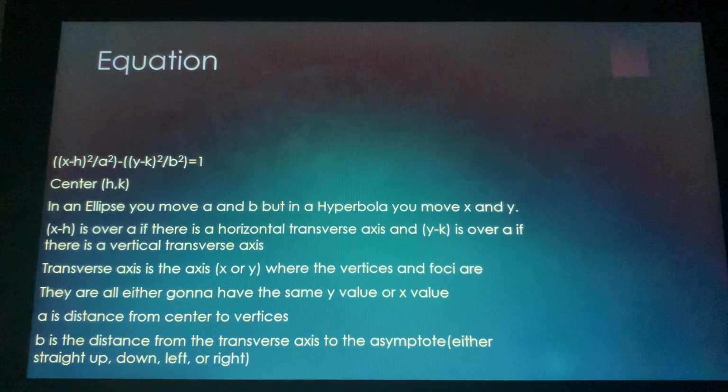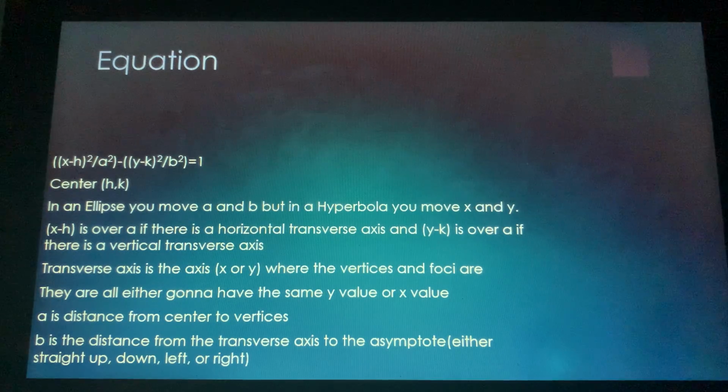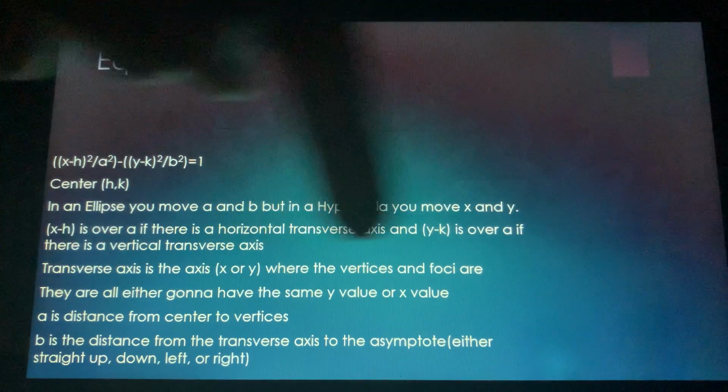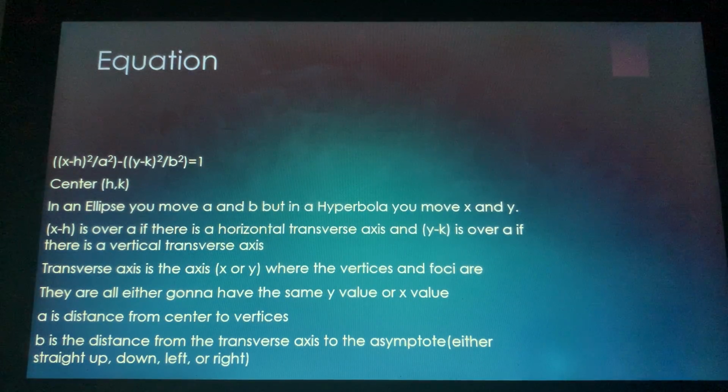And the transverse axis is the axis it'll be on, horizontally oriented or vertically oriented. That depends on the transverse axis. It's either vertical or horizontal, and it connects the center, the vertices, and the foci. For example, if they're all going like this, it's vertically oriented. If they're all going like that, it's horizontally oriented.